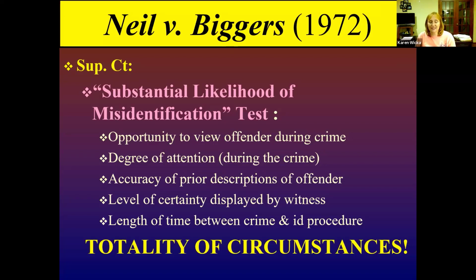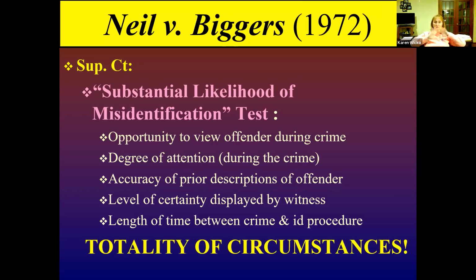And then one of the last things they're going to look at is how much time it took between the time that the crime occurred and the time the identification is actually occurring. So remember that forgetting curve. If it's a long period of time before the actual identification procedure is carried out, then it's going to be less reliable. There's going to be a higher likelihood of misidentification.